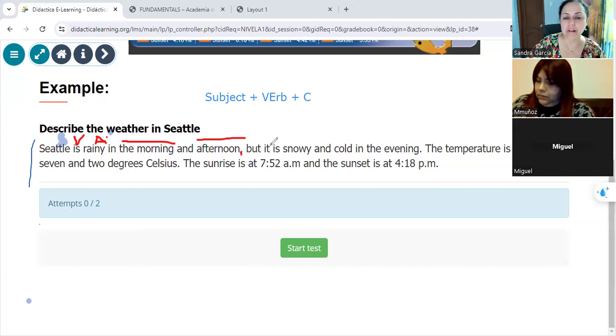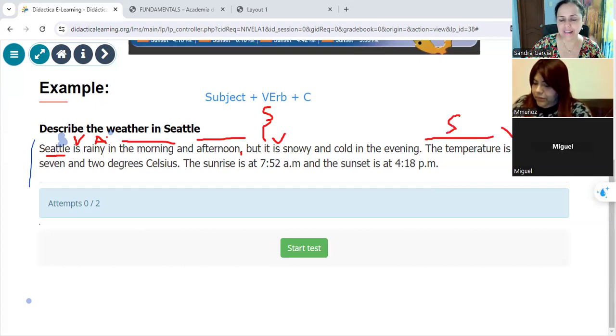Comma, but, pero. Como estoy hablando del clima, in English we always use subjects. En inglés siempre se usan sujetos, nunca lo van a ver sin sujeto. Entonces, the weather is, or Seattle is rainy, so Seattle is snowy, este es el sujeto. So I don't want to repeat Seattle, Seattle, Seattle, so I say it. Verb, snowy and cold in the evening. The temperature is the subject. Is entre 7 and 2 degrees Celsius.